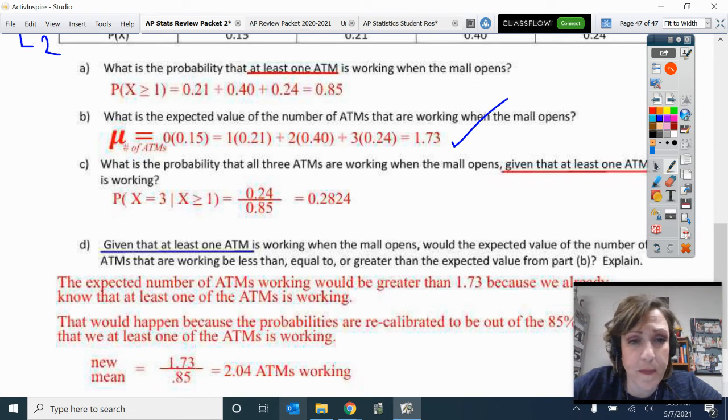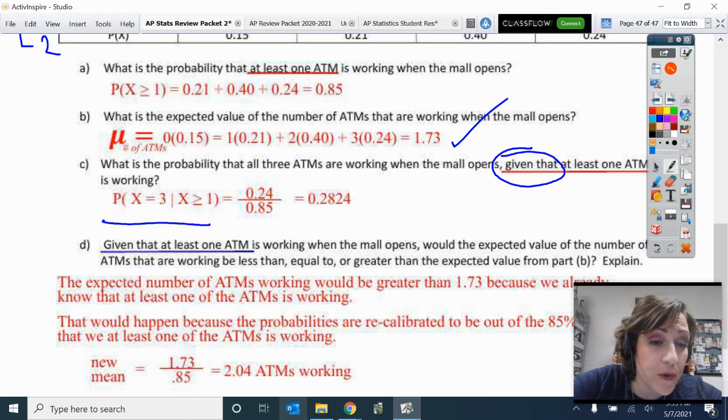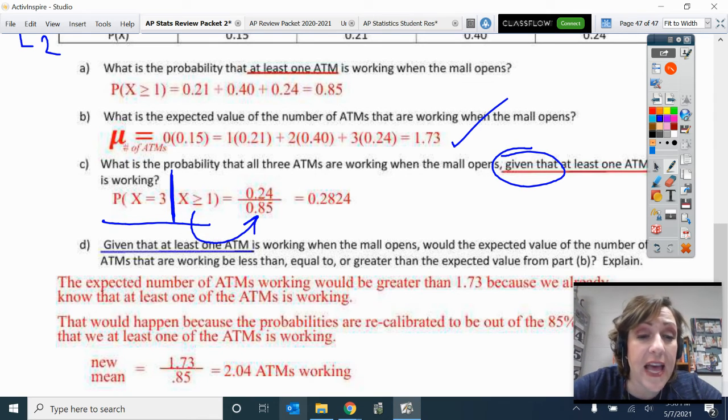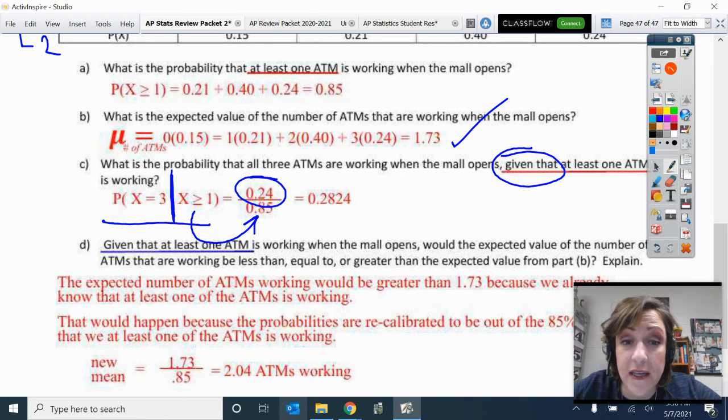And so then what is the probability that all 3 of these ATMs are working when the mall opens, given that? So it's a conditional. Do you remember this? Given that at least one of the ATMs is working. So out of the 85% of the time that at least one of them is working, what's the probability that all 3 of them are working? And there you have it, 0.2824. So this is a higher probability.